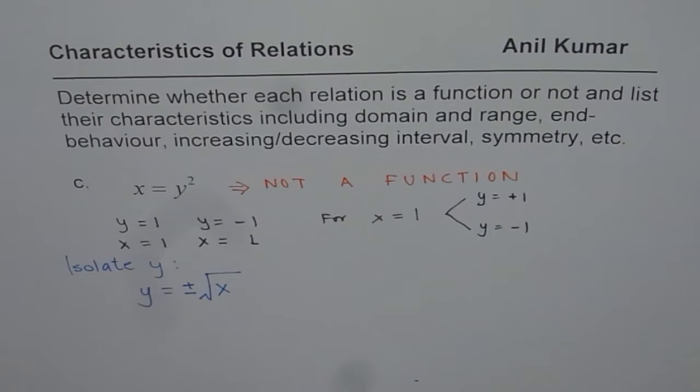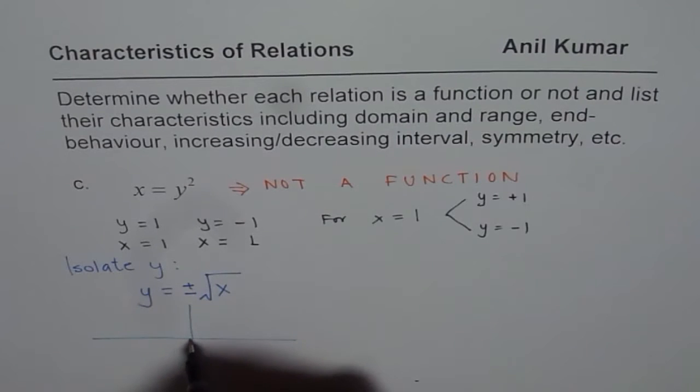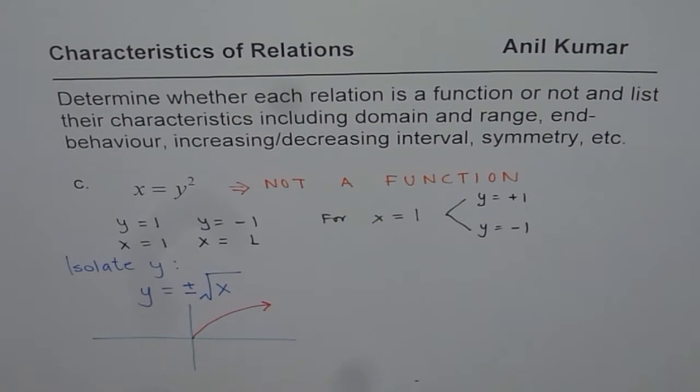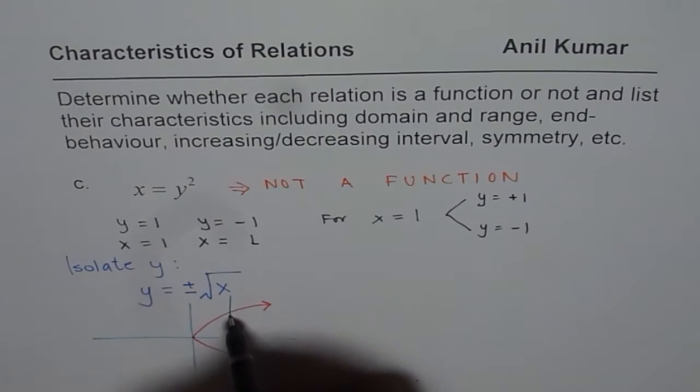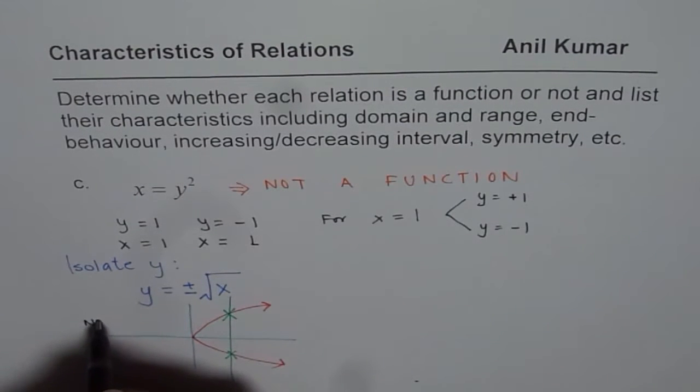The third way is that we could actually sketch it. So I'll squeeze in a sketch here and leave space for characteristics. When you do y equals plus square root of x, you get a curve which will look like this. And when you do minus square root of x, you get the lower half. Clearly, if I draw a vertical line, it intersects at two points, and therefore it is not a function. So either way, you can prove that this is not a function.